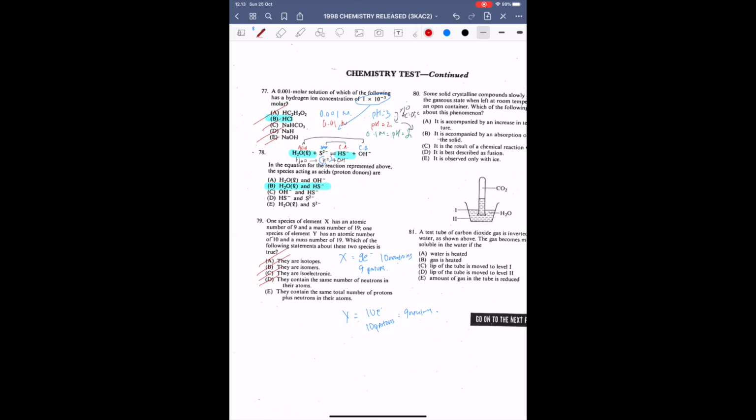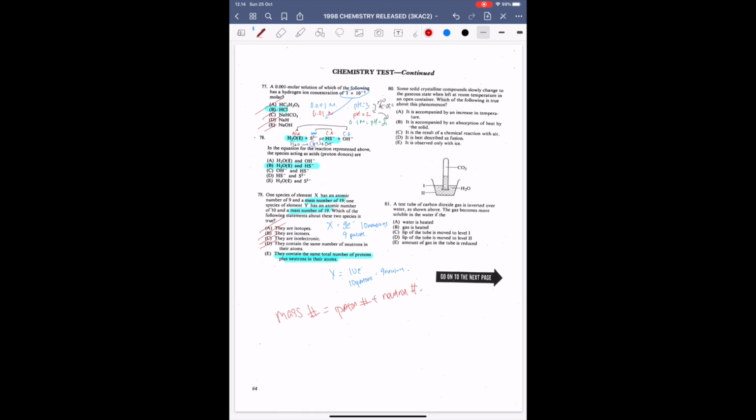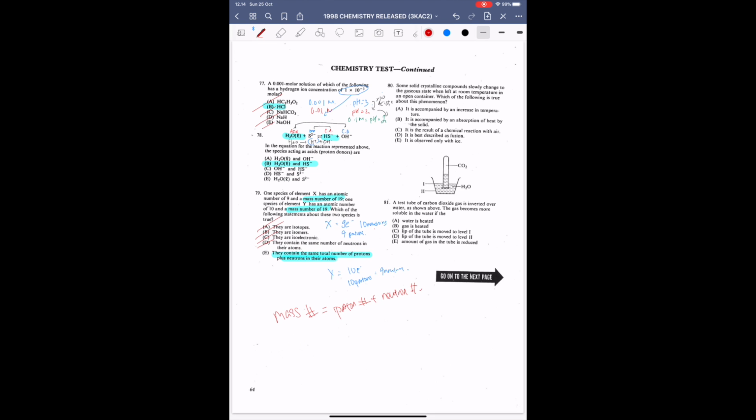E. They contain the same number of protons plus neutrons in the atom. And this is true because we see that it has a mass number of 19 and it has a mass number of 19. And mass number equals proton number plus neutron number. Choice is E.